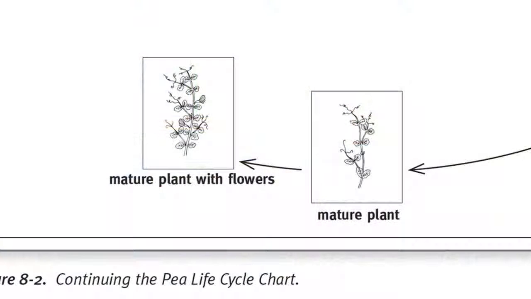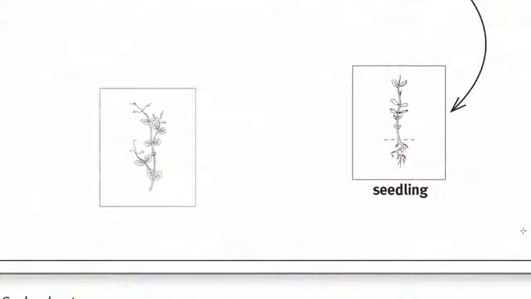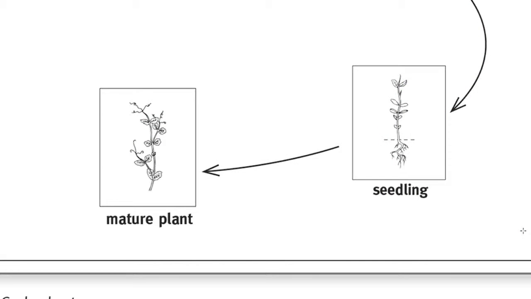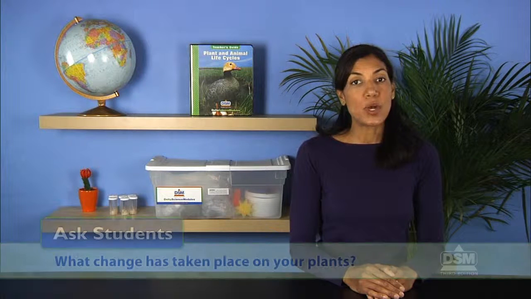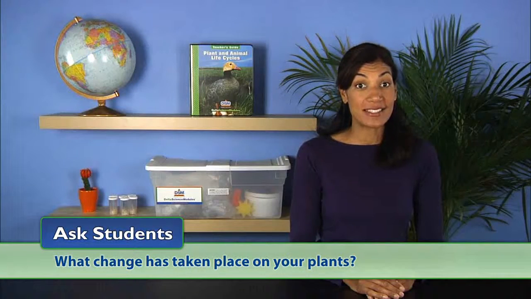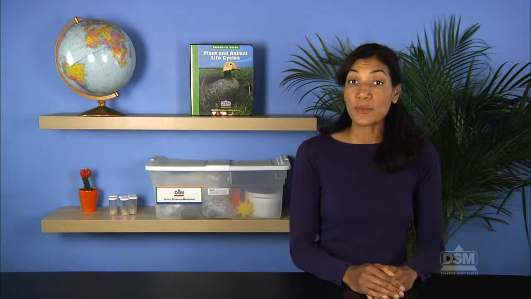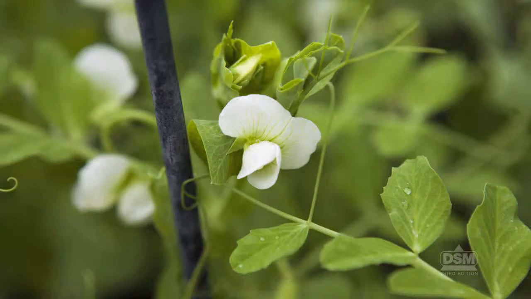From the Pea Life Cycle pictures, show students the picture of the mature plant, then the picture of the plant with flowers. Invite a volunteer to show where to place the mature plant on the chart. Then tape it in place, write mature plant beneath it, and draw an arrow pointing from the seedling to the mature plant. Instruct students to retrieve and observe their pea plants from Activity 2. Ask students what change has taken place on your plants. Students should note that their pea plants now have flowers.